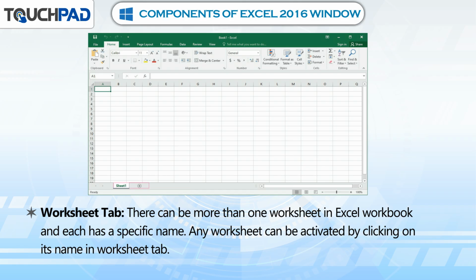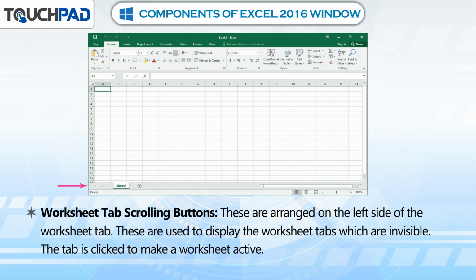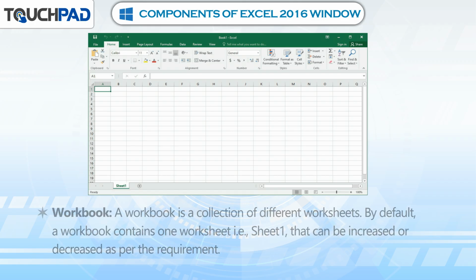Worksheet tab. There can be more than one worksheet in Excel workbook and each has a specific name. Any worksheet can be activated by clicking on its name in Worksheet tab. Worksheet tab scrolling buttons. These are arranged on the left side of the Worksheet tab. These are used to display the worksheet tabs which are invisible. The tab is clicked to make a worksheet active.